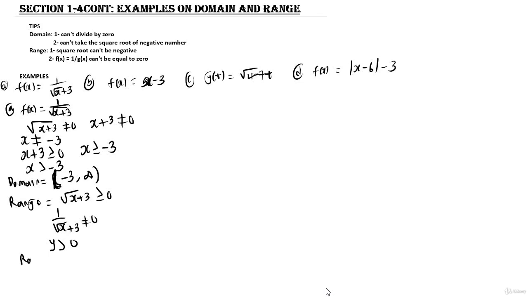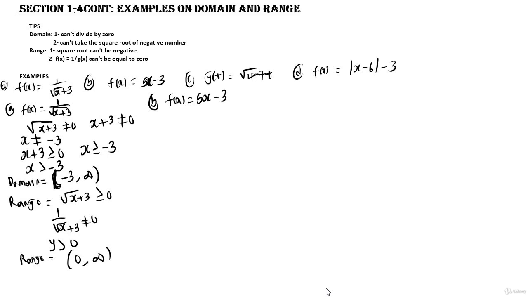So the range is going to be, since y is greater than 0, meaning 0 is not included, we are going to use a round bracket. So this is going to be from 0 to infinity, because it is greater than 0. So this is the domain and range for the first one. So let's take a look at the second one. F of s is equal to 5s minus 3.